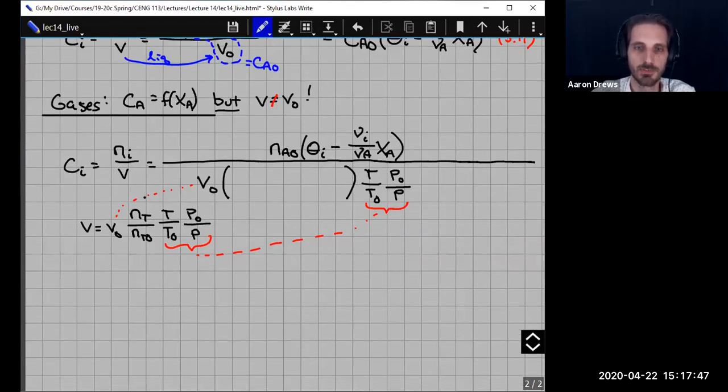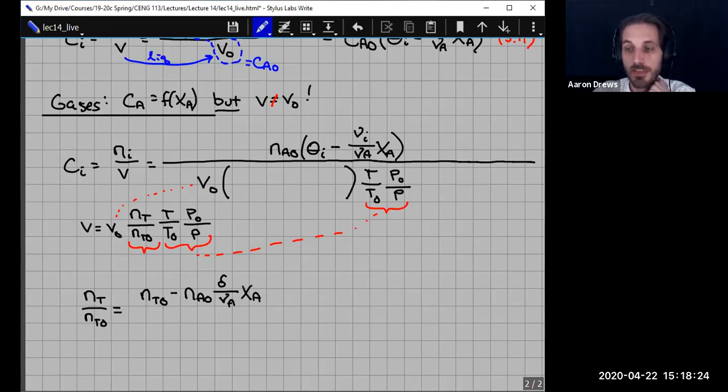The problematic term here, the one that makes this so much bigger, is this term, N sub T over N sub T zero. What this looks like, if we write out this term, N sub T over N sub T zero, you have to go back to chapter two. If you go back to chapter two, you can see that we have occasionally written N sub T as equal to N sub T zero, minus NA zero times delta over the stoichiometric coefficient of A times XA. That we have actually used before whenever we did a table of wonder. If we had to add up all of the moles coming out, there was two ways, right? We could just add up all of the moles, NA plus NB plus NC, or we could add it up this way and get the same answer.